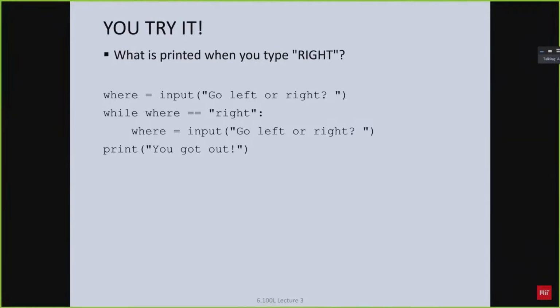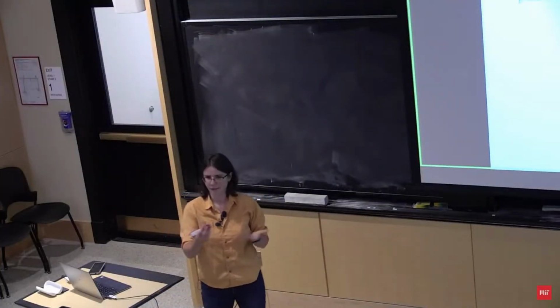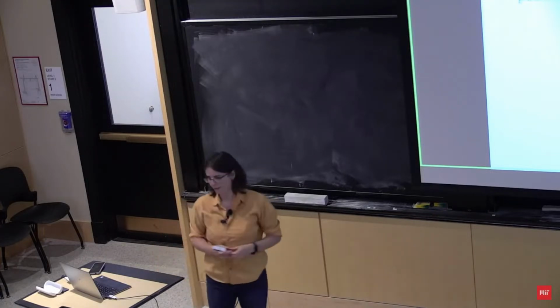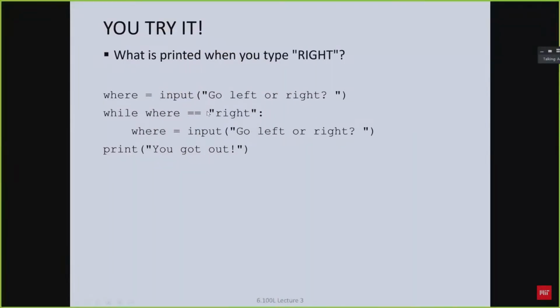Let's have you think about this question. What if the user types in capital RIGHT? What do you think will happen? Are we going to ask the user to go left or right again, or are we going to tell them that they got out of the forest? Yeah, they got out. Do you want to say why? Yeah, exactly, because it's not lowercase. So remember, when we're doing comparison, so the equal on strings, it has to be the same case, right? It's case sensitive. And so capital RIGHT, or even some combination like capital R, lowercase ight, is also going to give us that we got out.